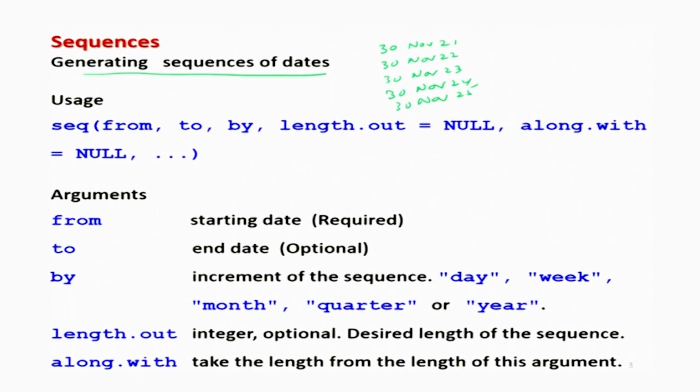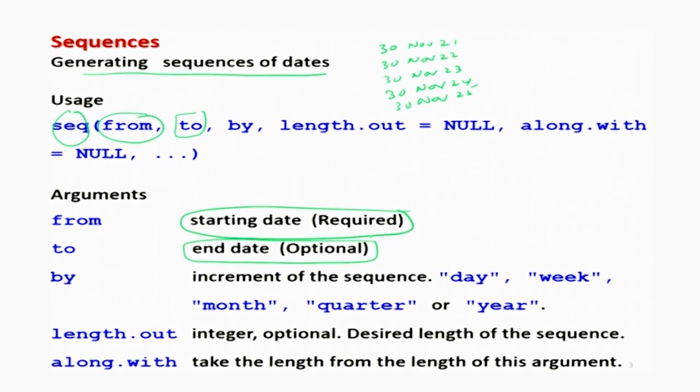Now the basic command to generate the sequence is the same as we had learnt earlier, that is seq, but the way you give different types of options like from, to, by, etc., is going to be a little bit different, right? For example, the first thing you have to give is from. Now this from is going to be the starting date, and it is a compulsory argument that you have to give. Then you have to give the next value as to, that is the end date, when you want to finish your sequence. That is optional. And then we have the third value, which is by.